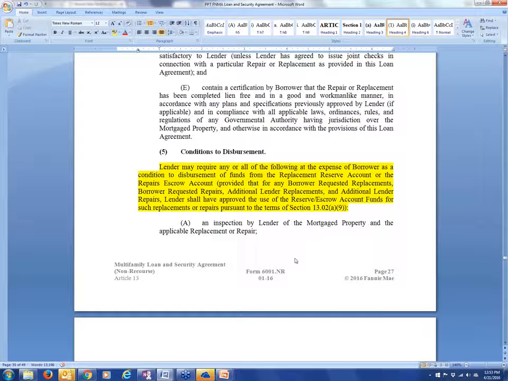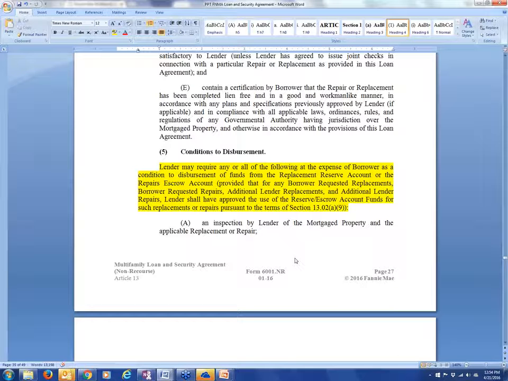Conditions to disbursement. This is very important. Look how it starts off. The lender may, but the lender's not obligated to. The lender doesn't have to. The lender may require any of the following at the expense of the borrower as a condition to disbursement of the funds. Okay? Here's why it says may.